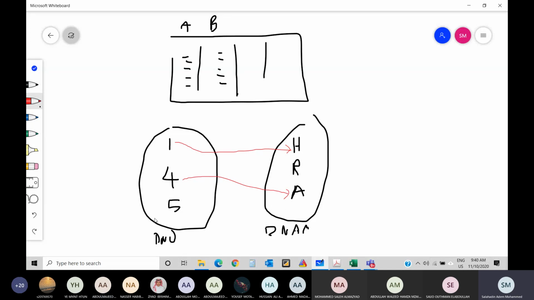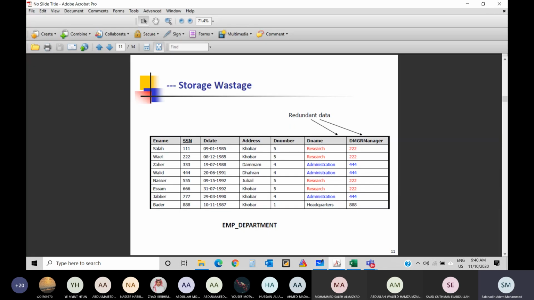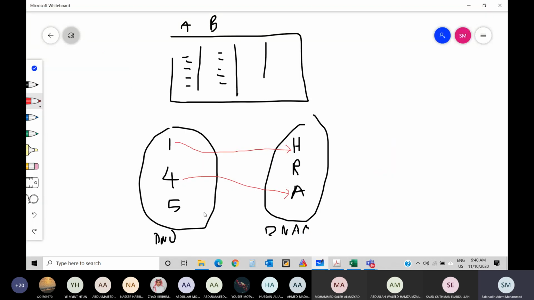What about 5? Each time I say 5, for the DNO 5, do I have the same match here or not? Let's check. 5 research, 5 research, 5 research. Yes, very good. So each time 5 is going to research. Because one value of this always gives one single value here, we say the DNAME is functionally dependent on DNO. And how do we show that? We just write an arrow between DNO and DNAME. This arrow means one value of this will always give you the same one value of this.